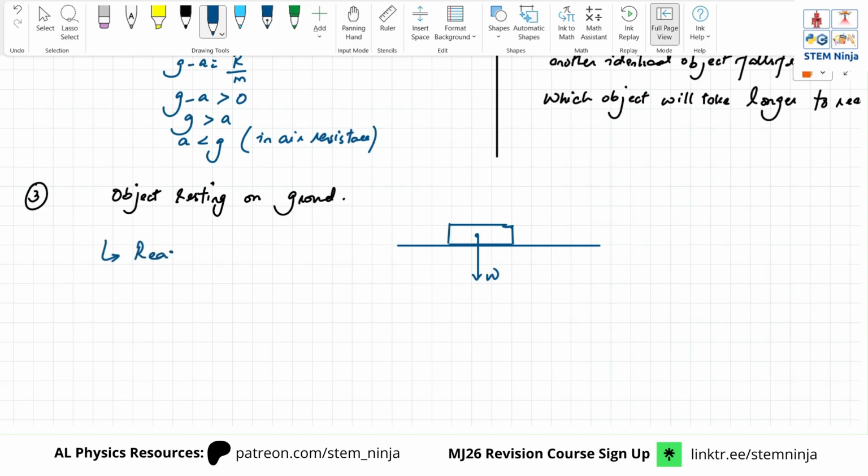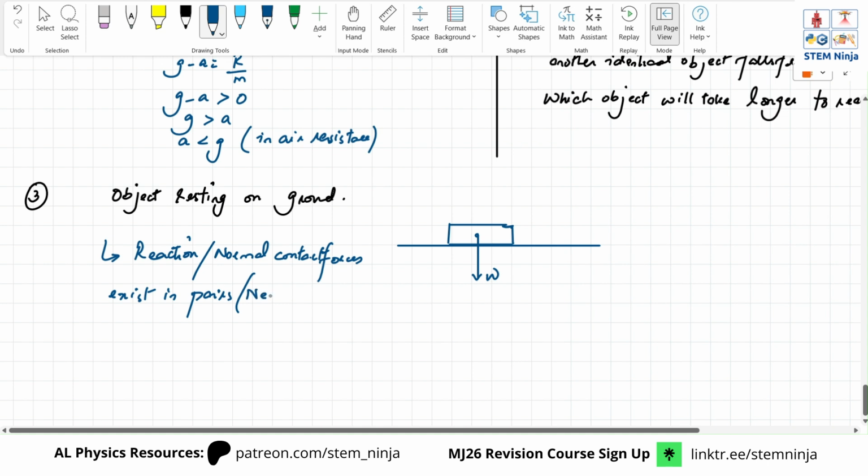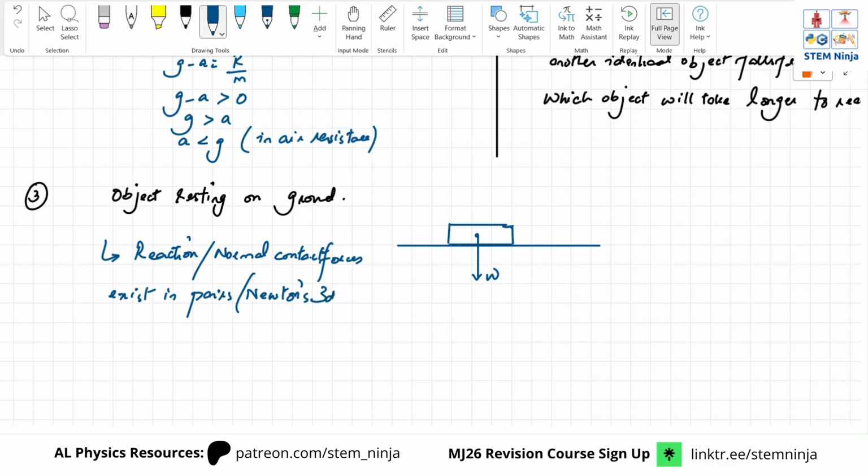So reaction forces or normal contact forces exist in pairs. That means the Newton's third law pairs or action-reaction pairs, whichever way you want to call it. So this means that since the book or the object is exerting a force, let's call it a book, for example, is exerting the force on the ground, there will be an equal, actually, sorry, should be point of contact. And the ground would be exerting an equal but opposite force on the book.